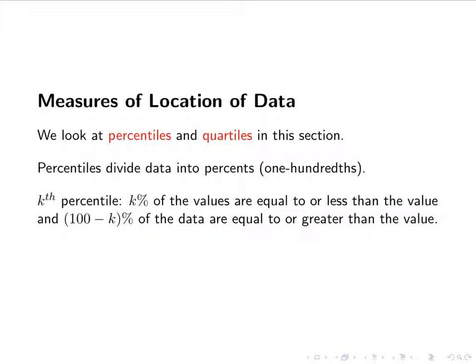If I'm looking at the kth percentile, that's some value, and that means that k% of the values are equal to or less than that value, and 100 minus k%, or the remaining percent, of the data are equal to or greater than that value.